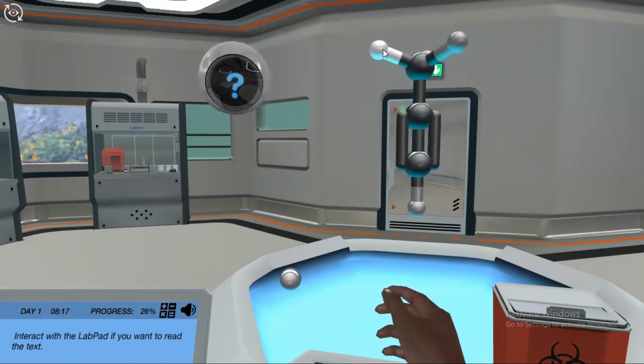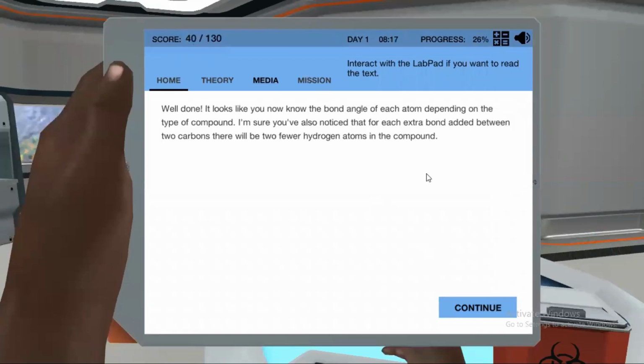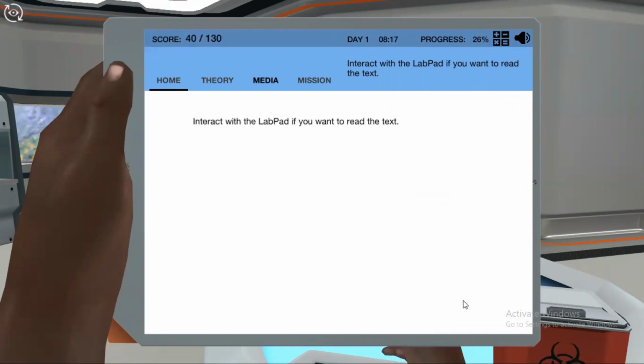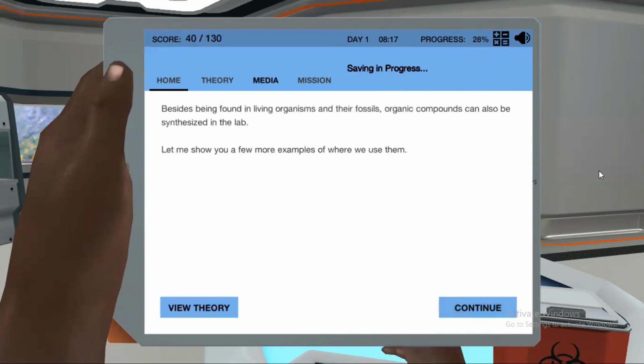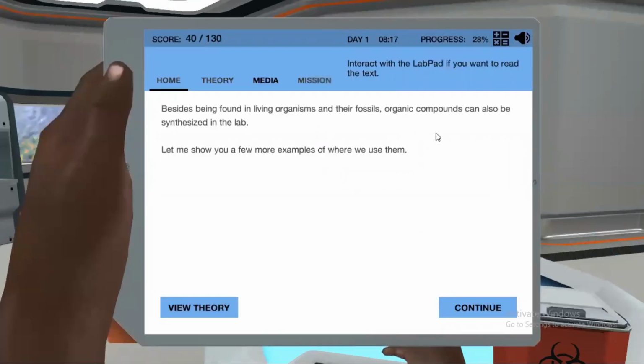Well done. It looks like you now know the bond angle of each atom depending on the type of compound. I'm sure you've also noticed that for each extra bond added between 2 carbons there will be 2 fewer hydrogen atoms in the compound. Besides being found in living organisms and their fossils, organic compounds can also be synthesized in the lab. Let me show you a few more examples of where we use them.